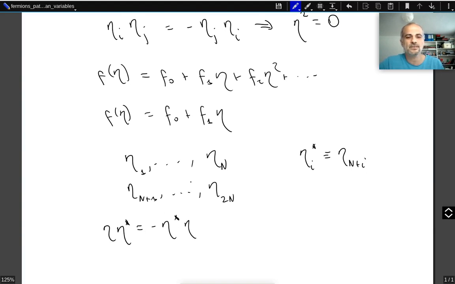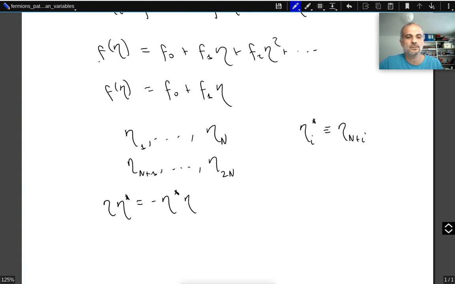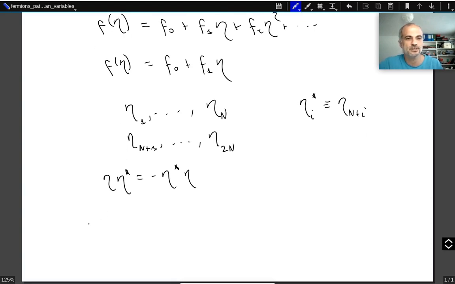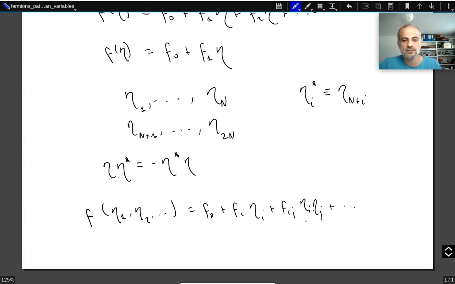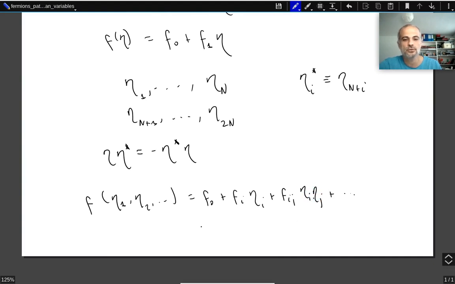Now, of course, if you have functions of more than one Grassmannian number, you have the corresponding Taylor expansion in eta 1, eta 2, etc. So this will be, let's say, f0 plus f_i eta_i plus f_ij eta_i eta_j plus etc. And since Grassmannian numbers anti-commute, f_ij is equal to minus f_ji.